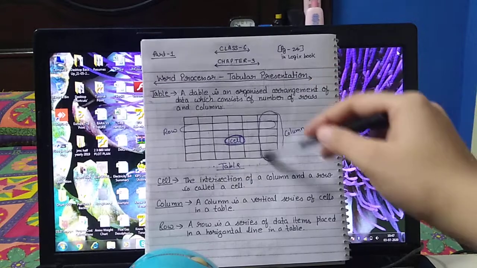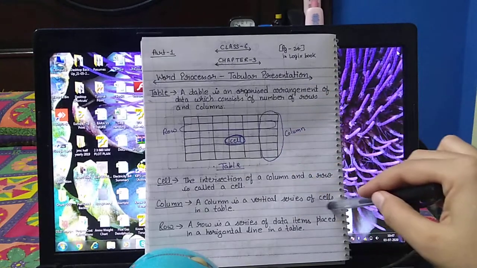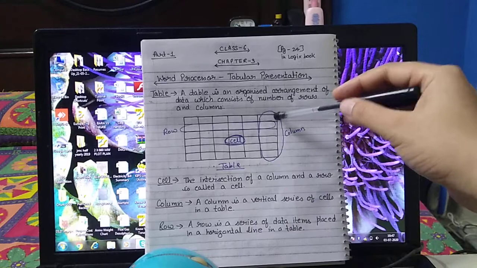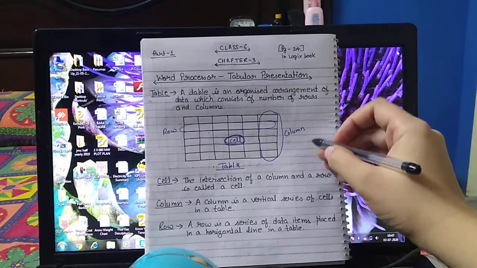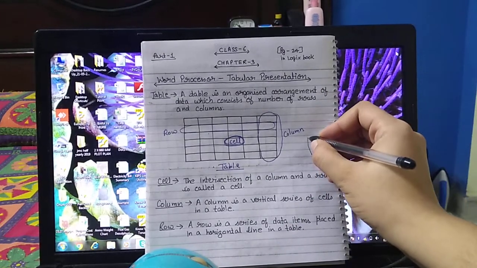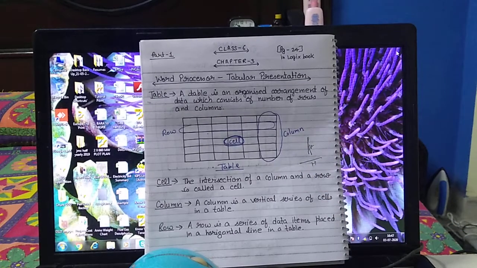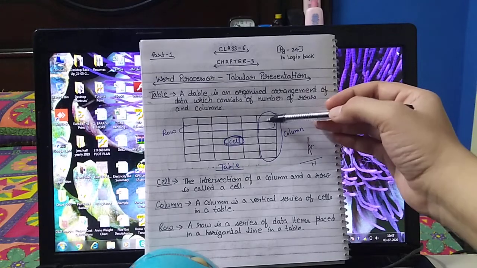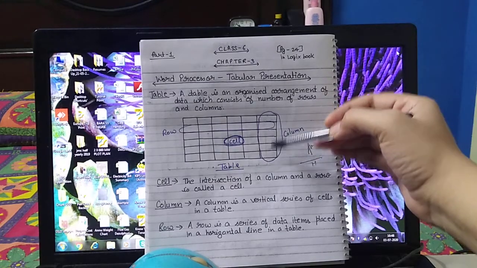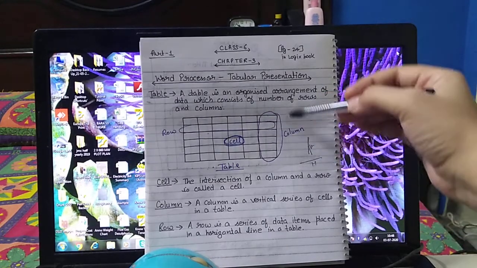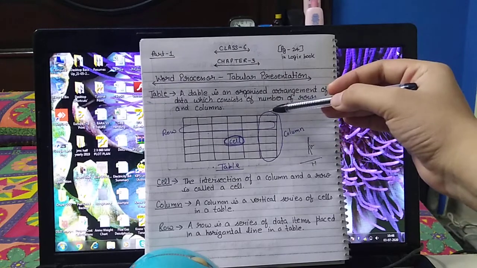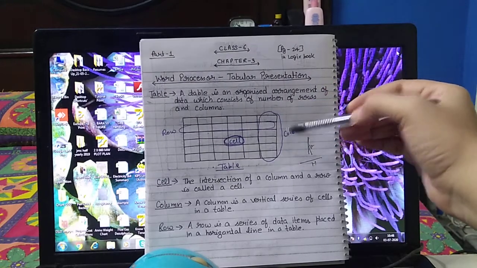Now what is the column? This one is the column. A column is a vertical series of cells in a table. Look, this thing we call vertical, and this thing we call horizontal. Yes, this you know. So these are the cells in vertical order. So a column is a vertical series of cells in a table. This is called a column.